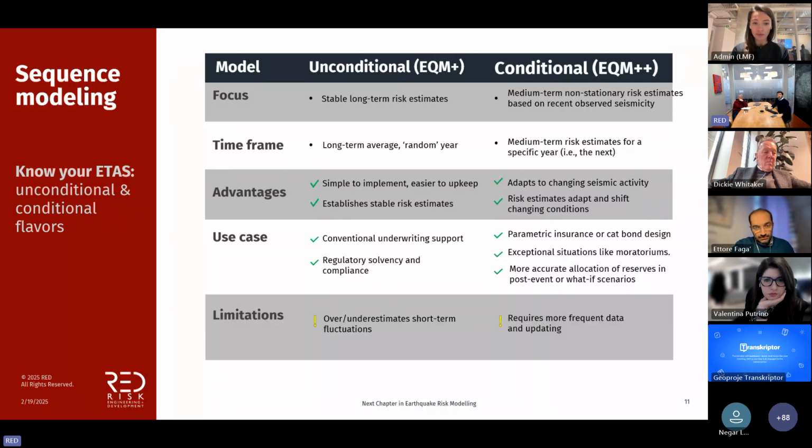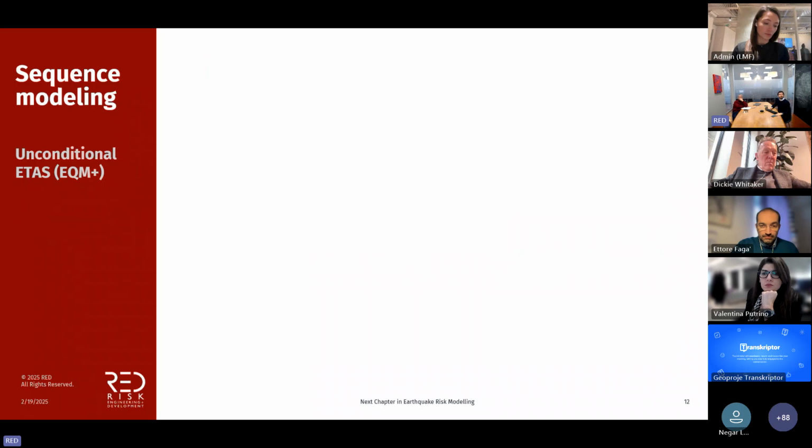Now you have probably an idea on the limitations. The unconditional version by design is giving an average year. So it's going to over or underestimate the short-term fluctuations because seismicity fluctuates, it goes through phases, right? We have active periods, we have silent periods. Whereas conditional does handle that, but it's much more data hungry and it needs to be updated very frequently.